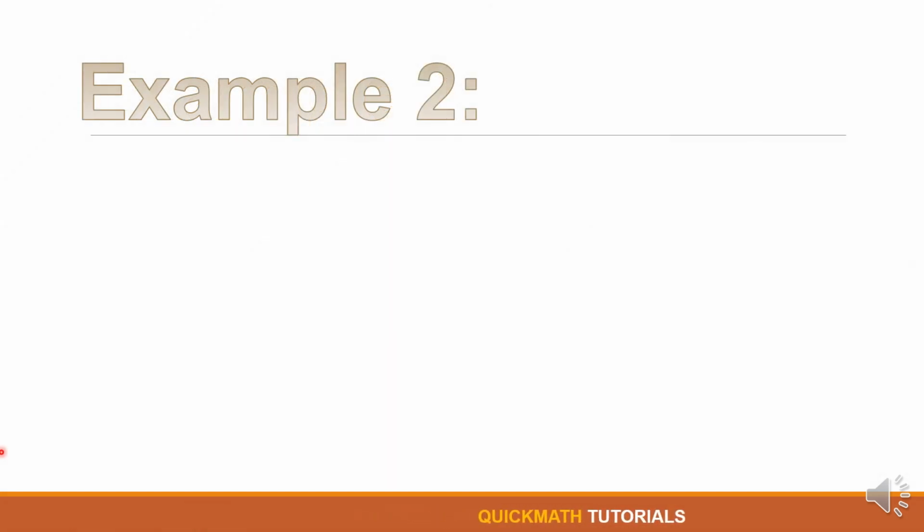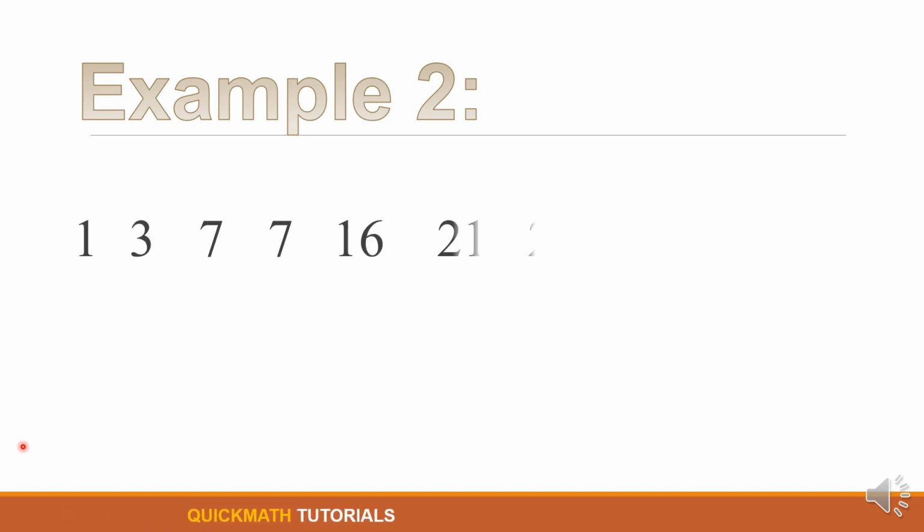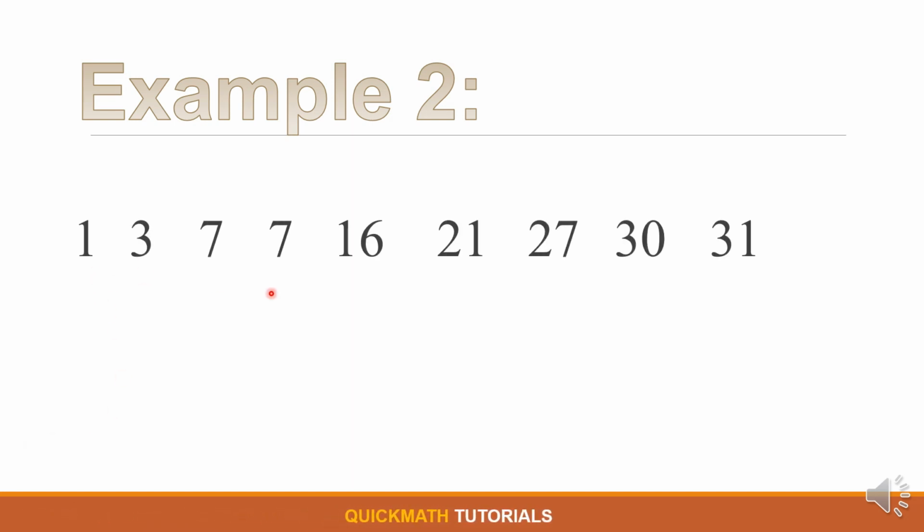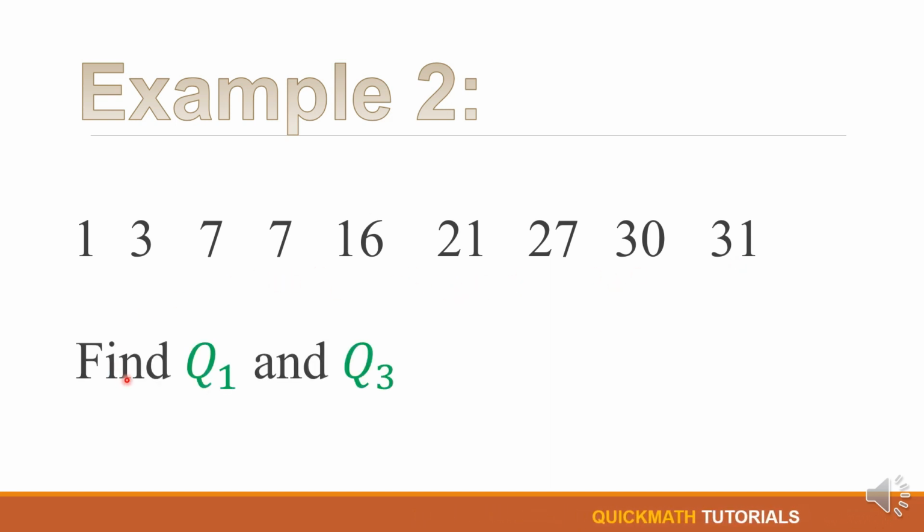Now, for our next example, what if the answer in the position of your quartile has a decimal? If that's the case, we will do the interpolation. For example, we have 1, 3 up to 31, which is already arranged. So we will find our q sub 1 and q sub 3.